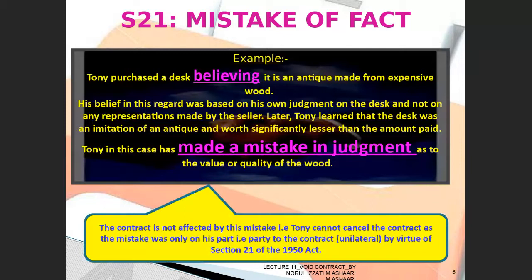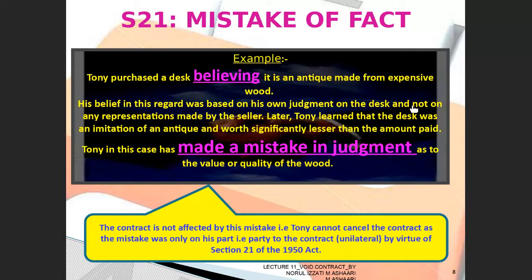Now look at another example. Tony purchased a desk believing it was an antique made from expensive wood. His belief was based on his own judgment, and not on any representation made by the seller. Not by representation means the seller did not make any statement. Later, Tony learned that the desk was an imitation of an antique and worth significantly less than the amount paid. Tony, in this case, made a mistake in judgment as to the value and quality of the wood. Because the buyer did not say anything and the seller did not mention anything about the item, it was just the buyer's judgment that this was expensive wood. So the implication is that the buyer cannot do anything.